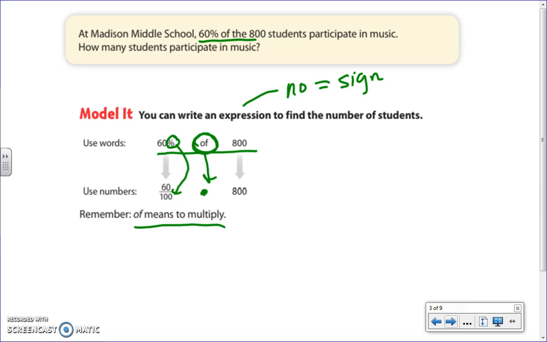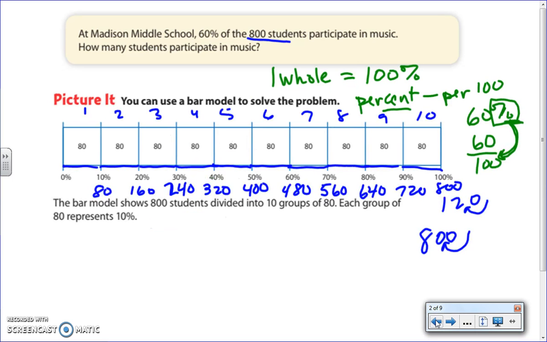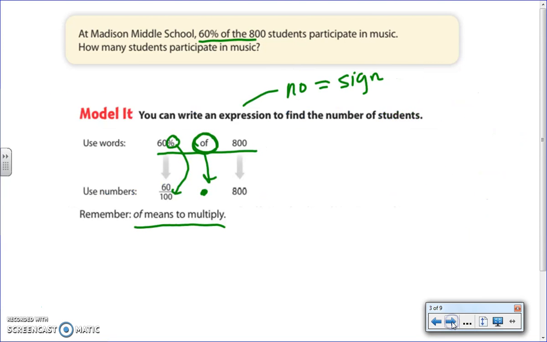this would be how we could write an expression using only numbers and operations. 60 over 100 multiplied by 800. So looking back at the bar diagram, I think that 60% of 800 would be 480. I think that's the solution to this question.